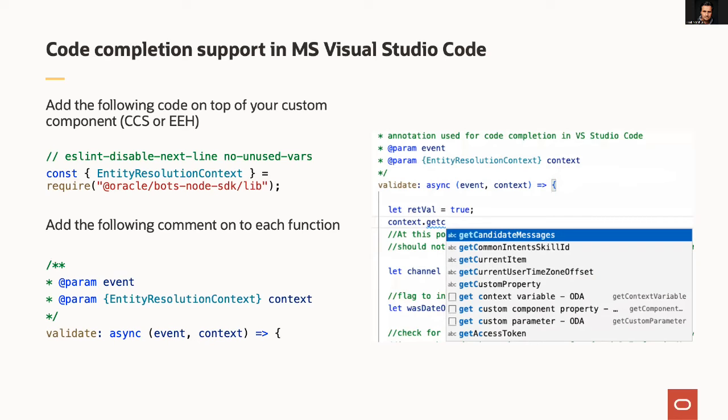There are two things that you need to do. One is that, and I put it here just as a code example, on top of the file, you put a constant entity resolution context and you point it to where this resolution context resides. And then on top of your function, in this case a validate function, you put just these 2 lines of comments, and that will make sure, as I show in the image, that if you start typing context.get, it will show what's within the context. This makes it easy to figure out what are the functions that you can call.